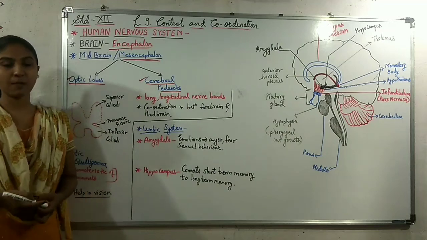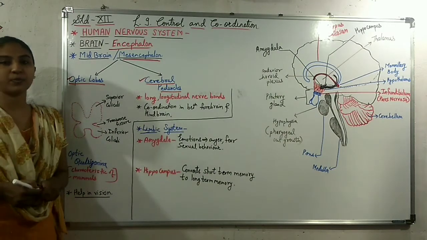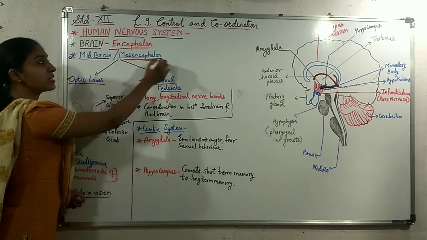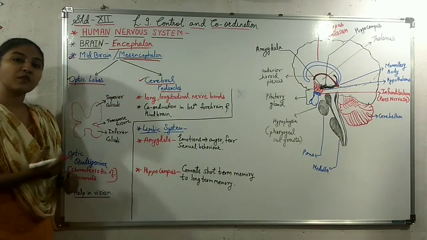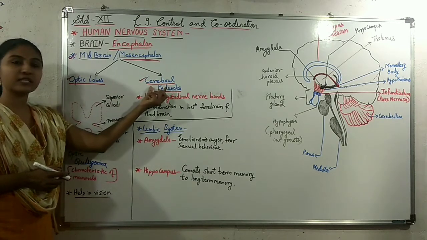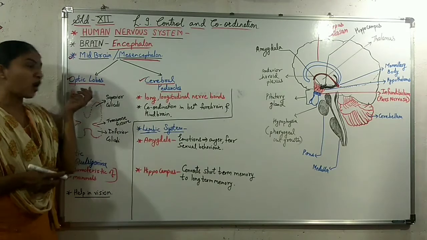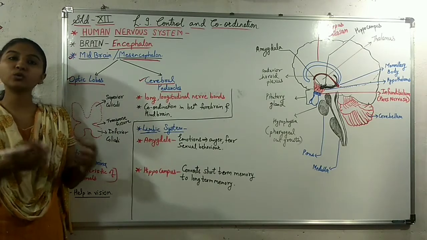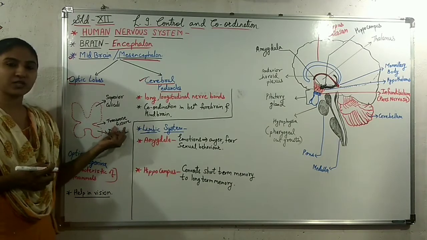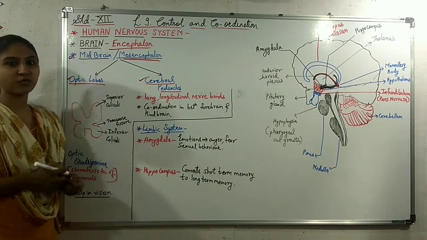We will be discussing the second part of the brain, that is the midbrain, also called the mesencephalon. This mesencephalon is divided into two parts, the optic lobes and the cerebral peduncles. The optic lobes are mainly two lobes, but they are divided by a transverse fissure and hence they appear as four lobes.